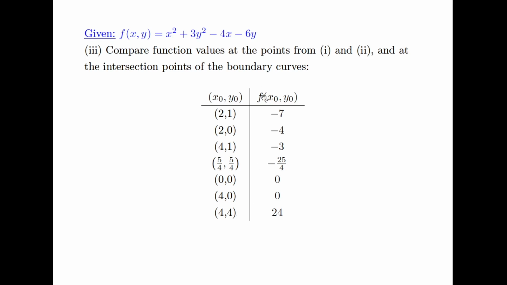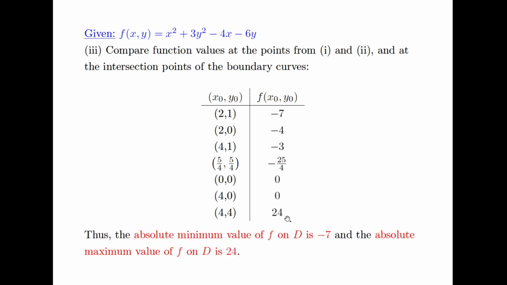Then, we compute the value of f at each of these critical points. Now we see that the lowest value that f attains over these points is −7, and the highest value is 24. Therefore, we say that the absolute minimum value of f over the region D is −7, attained at the point (2,1), and the absolute maximum value of f on the region D is 24, attained at the point (4,4).